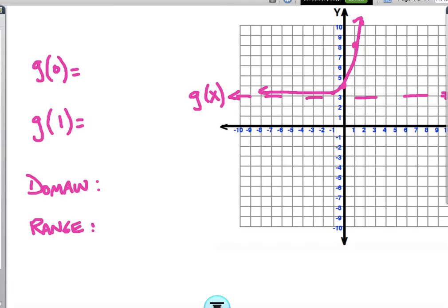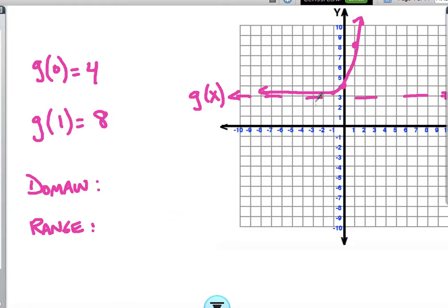All right, let's try another one. You might recognize this as exponential. Again, we've got an asymptote. This time it's a horizontal asymptote, and our graph is going up pretty quickly. I'm calling this the g function, and I want you to evaluate it at 0. So that means go to 0 on the x-axis. Where does it hit the graph? It hits the graph right here, and that y value is 4. And then I want you to evaluate the graph at 1. So go to 1 on the x-axis. Where does that hit the graph? It hits the graph right here, up at 8.